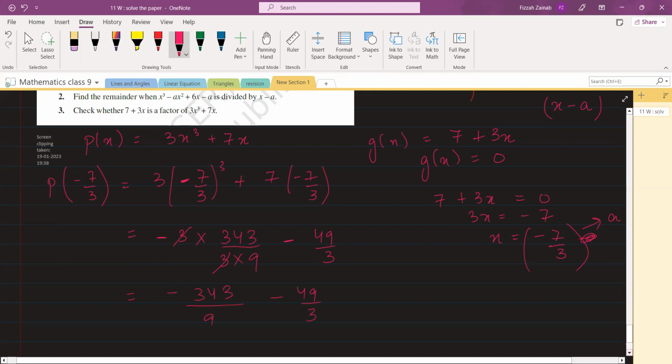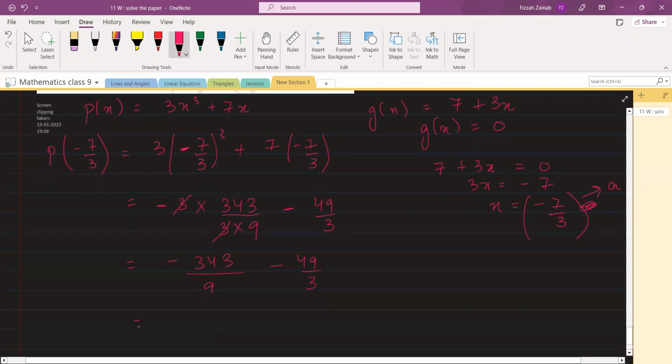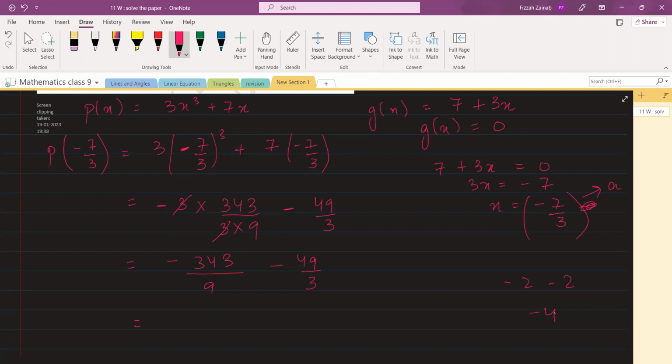So you can take LCM here. See, obviously it's not going to be 0, that you can see. For example, if you have minus 2 and minus 2, it's going to be minus 4. It's not going to be 0 in any case when there are different numbers. If one is minus 2 and the other is just the same number with opposite sign, then it's going to be 0.